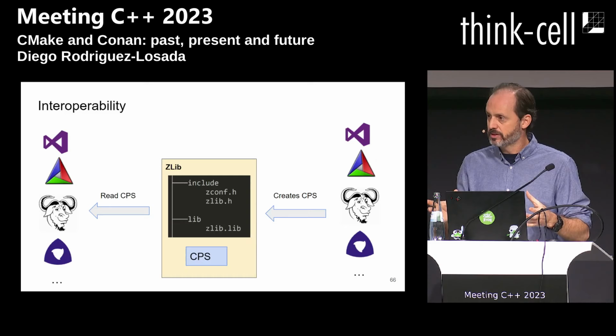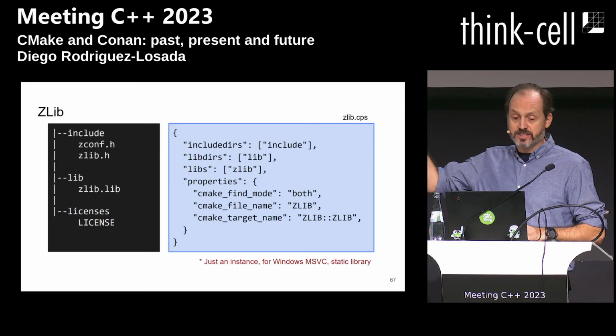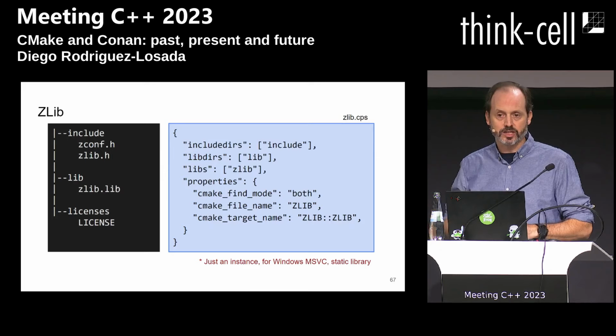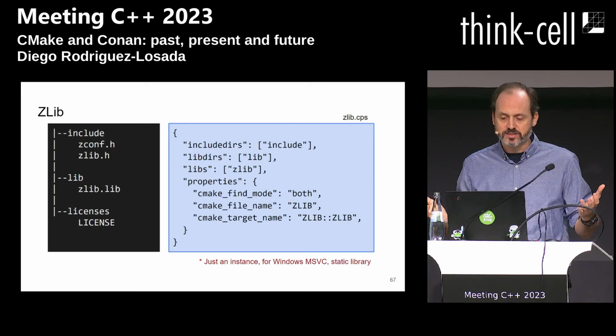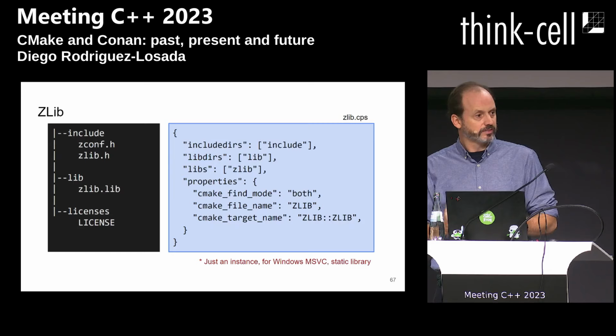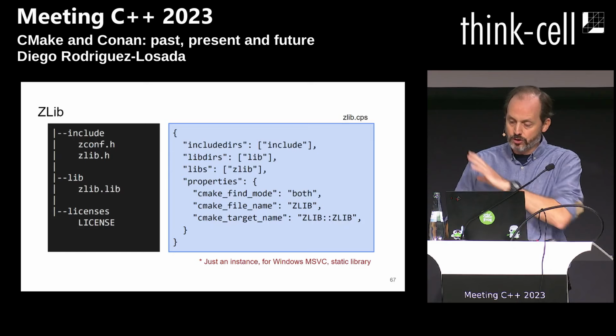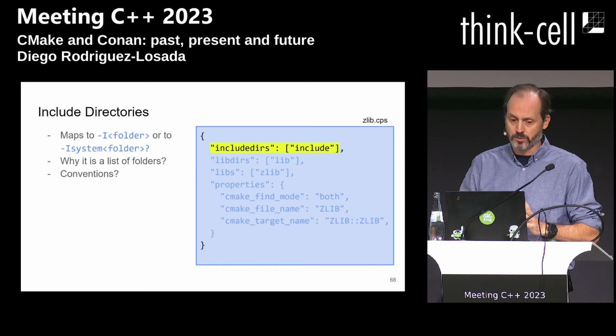So what is the CPS? CPS is something that can be as simple as that. It's a JSON representation. In this case, if we are talking about setlib, it would be something like this. It's where are the headers, where are the libraries, and what's the library name? That's basically all you need to know to successfully use your setlib package in your own application. Of course, this is specific for a specific way.